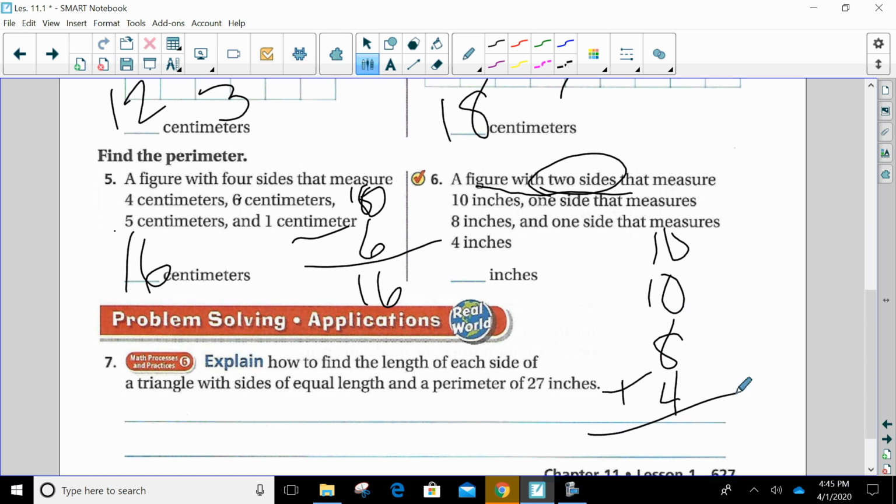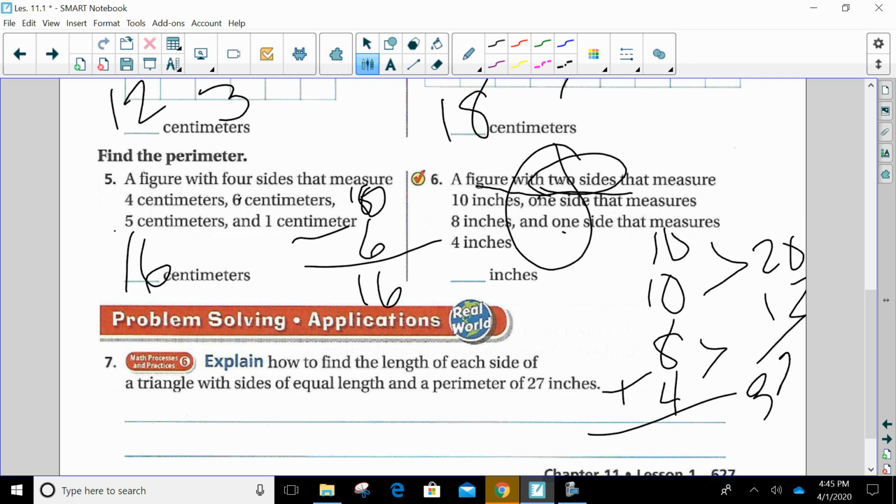It's a quadrilateral, isn't it? It's going to be a trapezoid. It is a quadrilateral. It has 4 sides. So it's got 2 plus 1 plus 1. It's got 4 sides. It tells you that. So 10 plus 10 is 20, and then 8 plus 4 is 12. So it is 32 inches. Do you see how they switched from centimeters to inches? You have to get that label right.